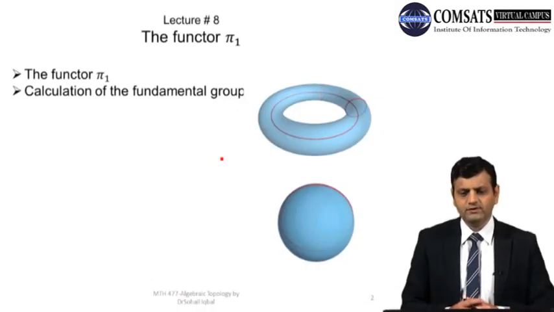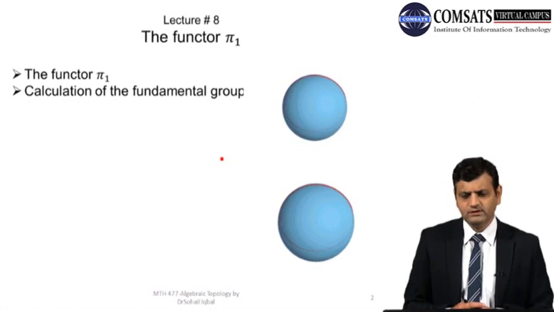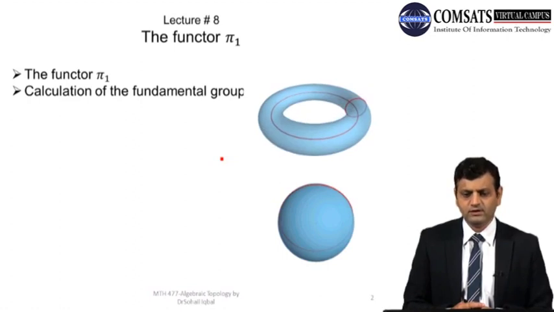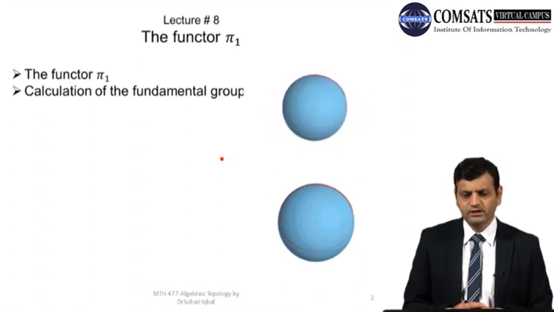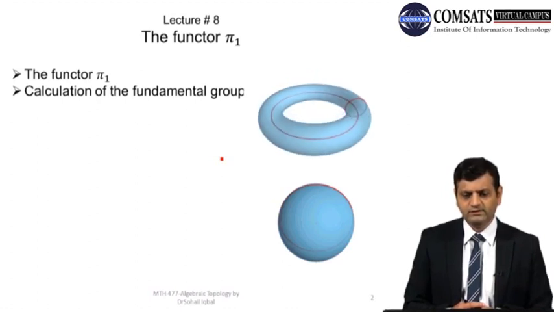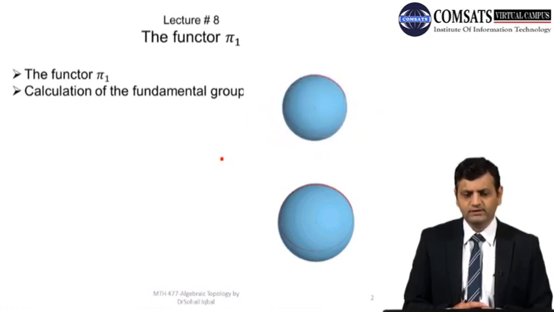Our topic of discussion today is the functor pi1. As we discussed in our last lecture, the fundamental group is going to define another functor for us, which is going to be useful to study topological spaces. In this lecture we will see what this functor pi1 is and how it is related to the fundamental group, and towards the end of this lecture we will study some results which are helpful to calculate the fundamental group.